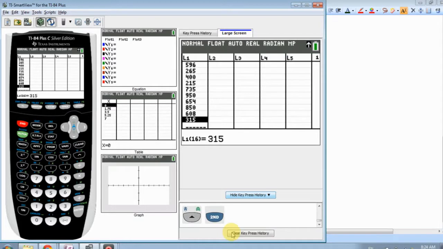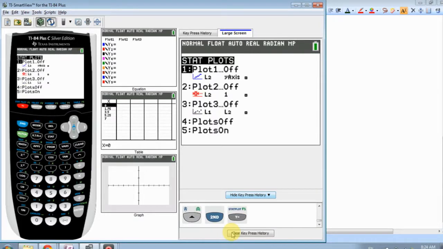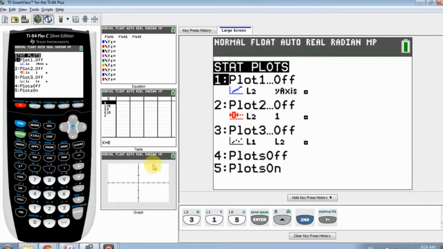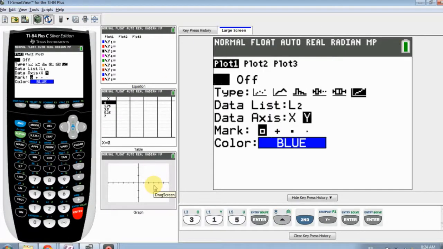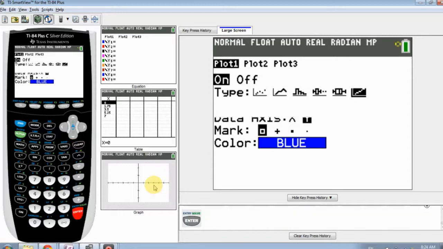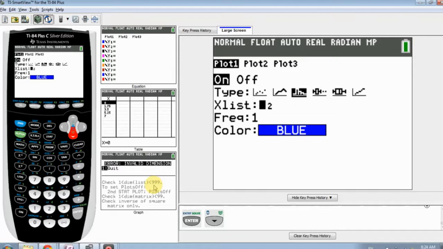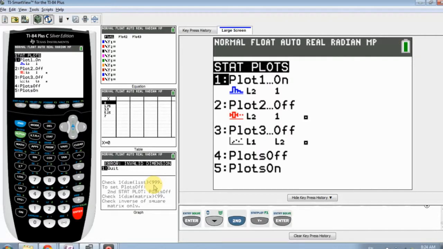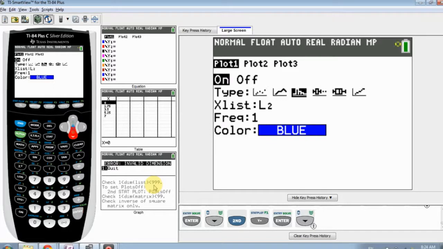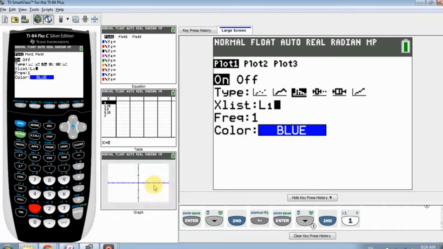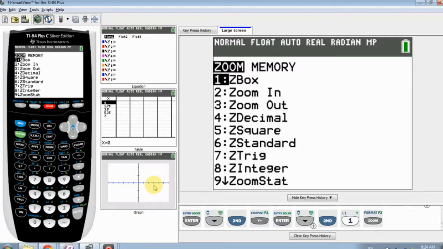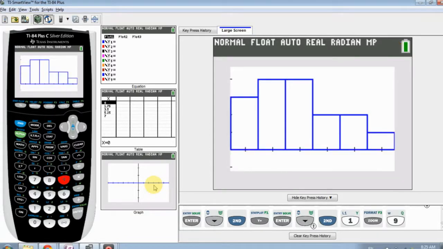Let's do this. We're going to do second, F1, we're going to go to the stat plot. We're going to look at the first plot. We'll turn it on. And let's just start with a histogram. Histogram with L1. And we'll zoom 9. Okay.